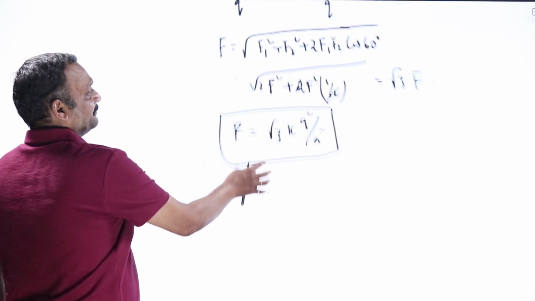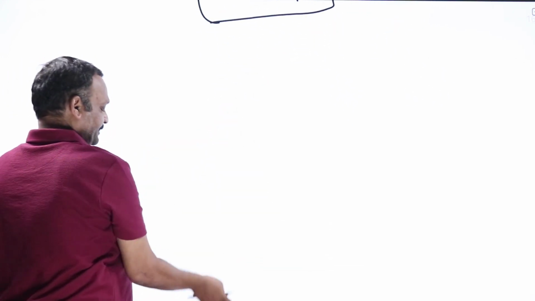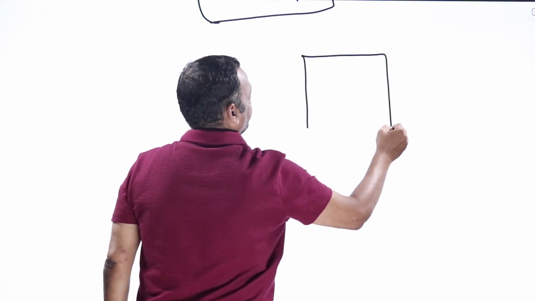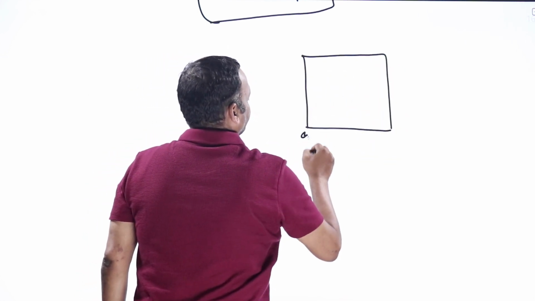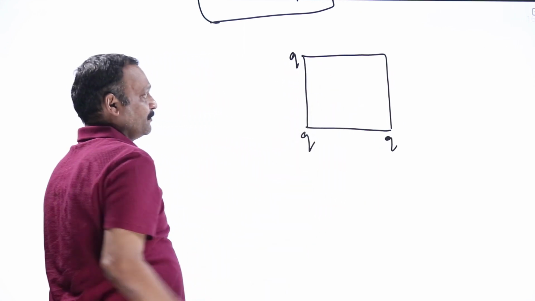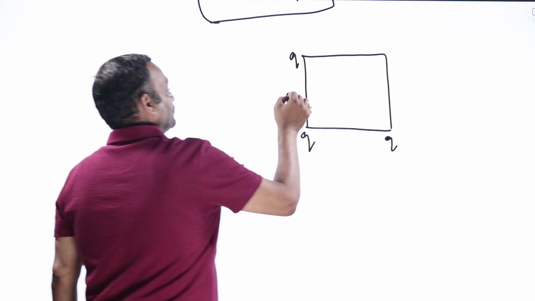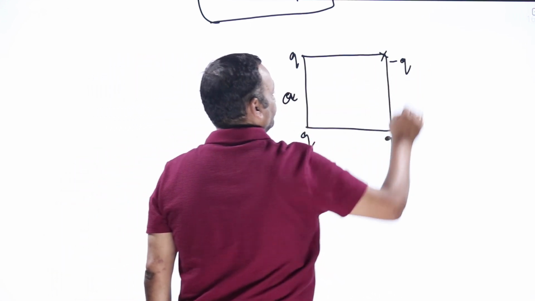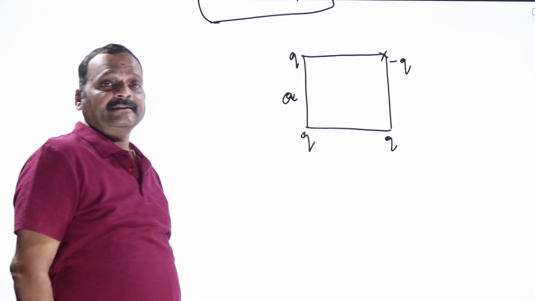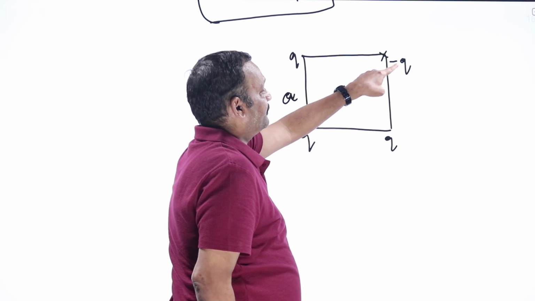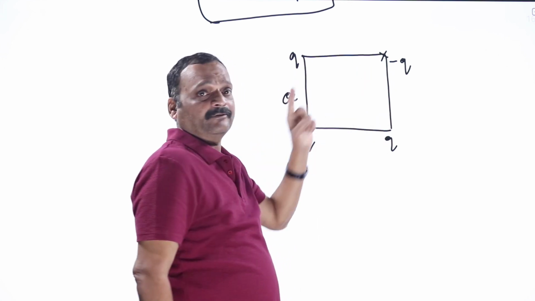This time I'll take a square. There are three identical charges Q, Q, Q on three corners of a square of side A. There is one negative charge, minus Q, same in magnitude but opposite in sign. What is the resultant force acting on this minus Q due to these three charges?